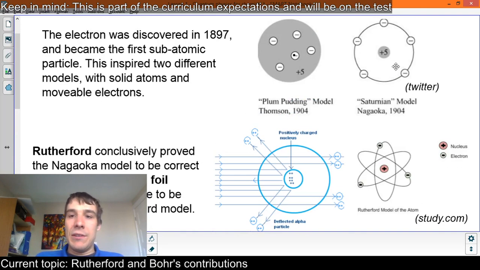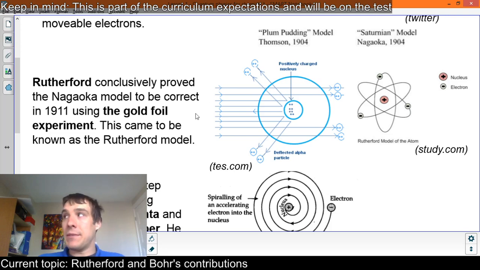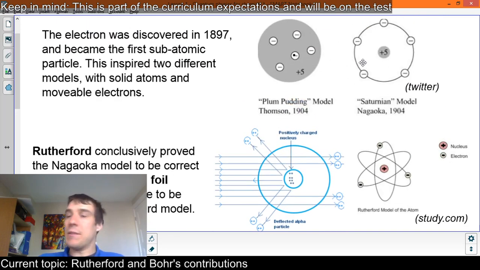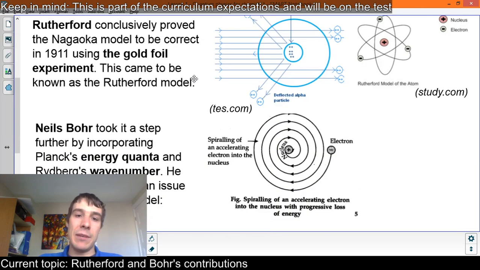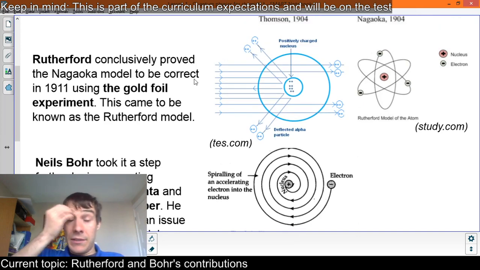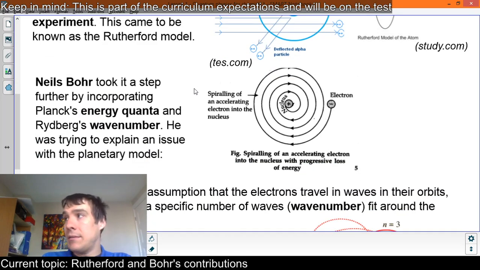Interestingly, Rutherford actually knew about the Nagaoka model, and he said, "Hey, my results actually confirm this Nagaoka model much better than the Thomson model." It's right there in his paper if you want to read it. I'll link that down under the YouTube video.